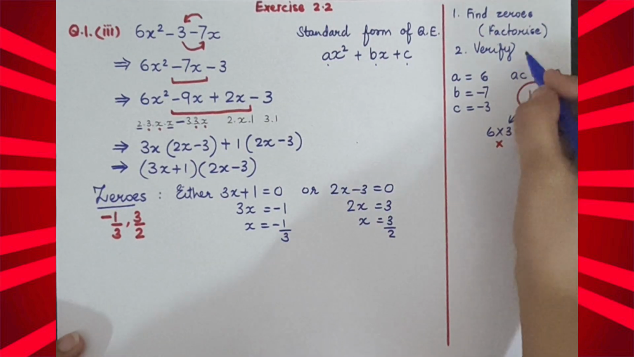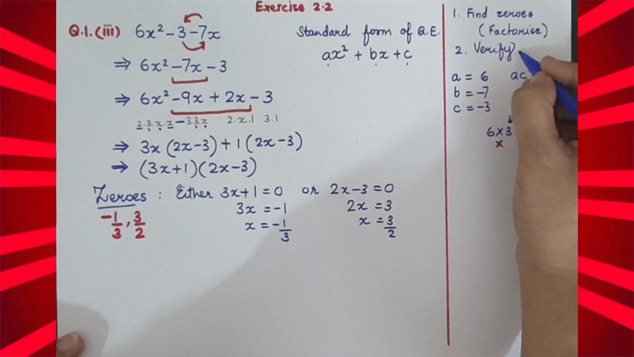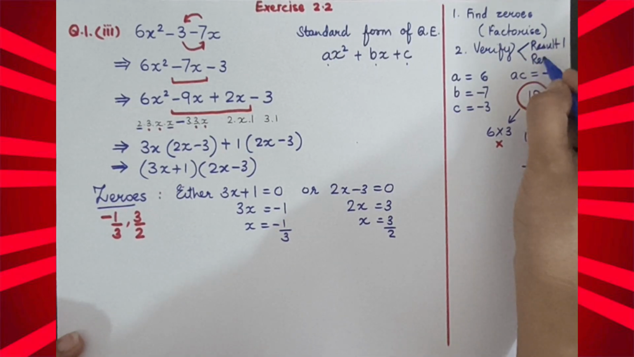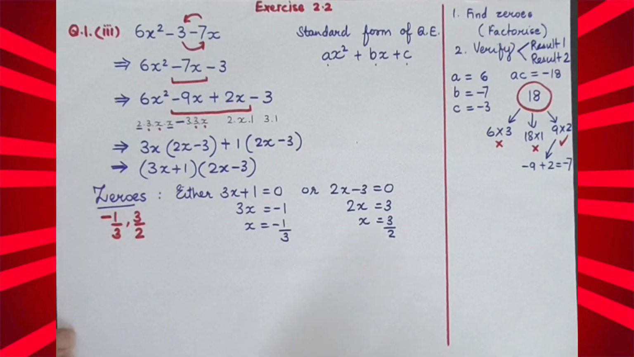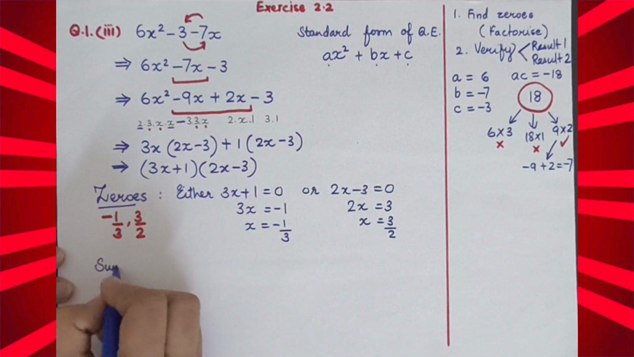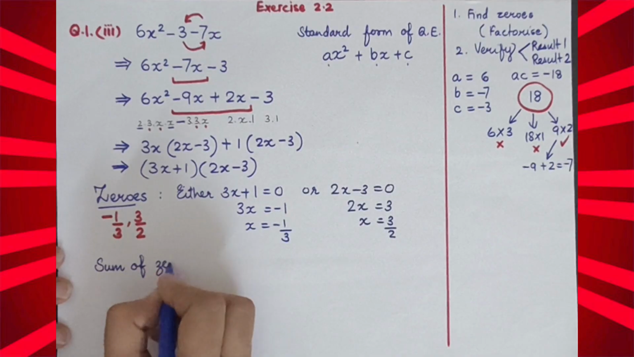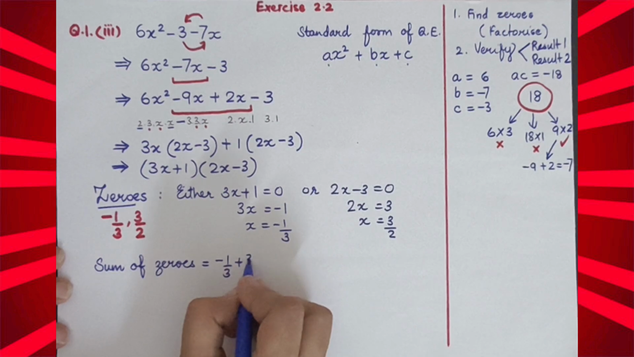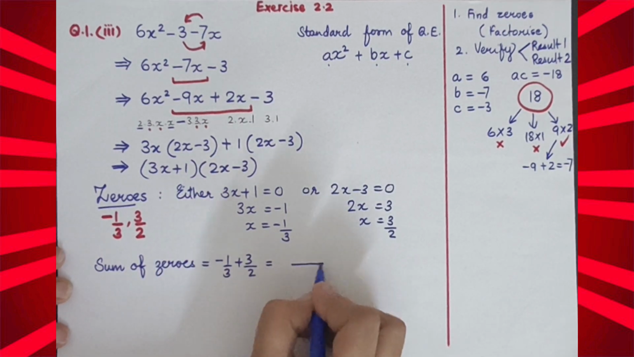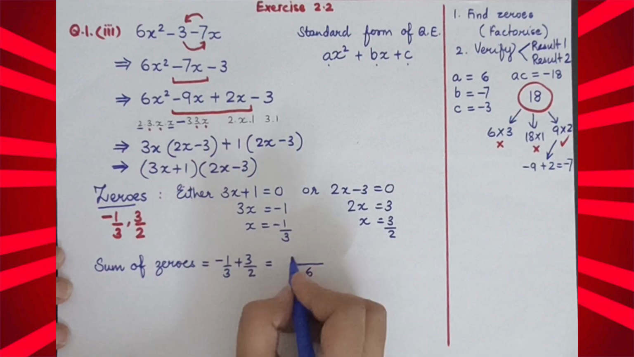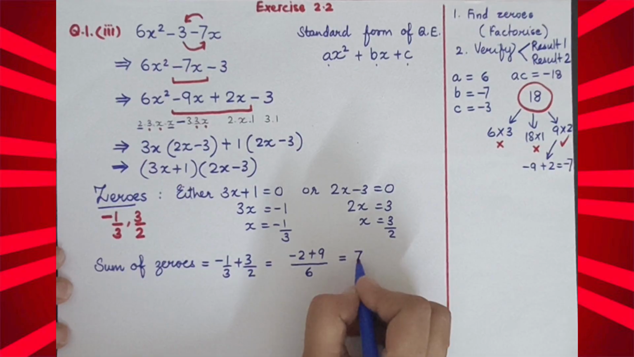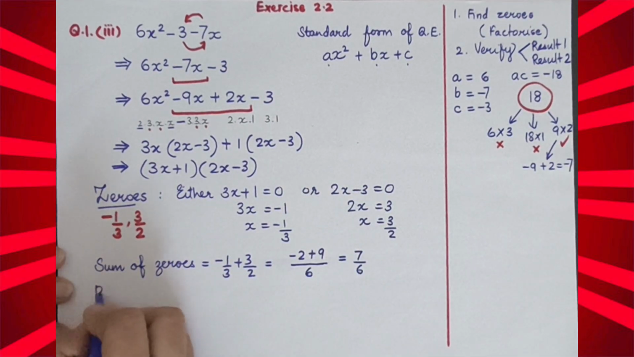Now the second part of the question is that we have to verify the relationship between the zeros and the coefficients. So we will try to find two results and we will compare them. Sum of zeros is equal to minus 1 by 3 plus 3 by 2. We solve it, we get 6 in the denominator, and then minus 2 plus 9, which is equal to 7 by 6.